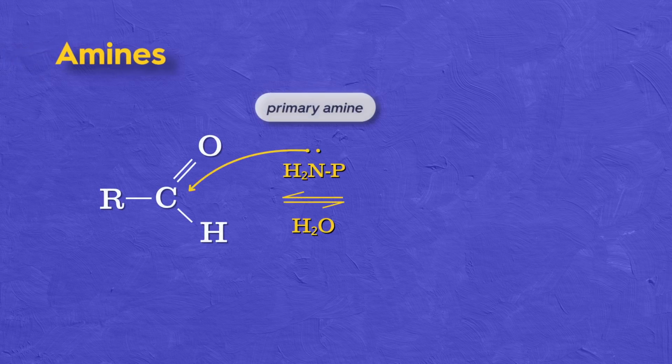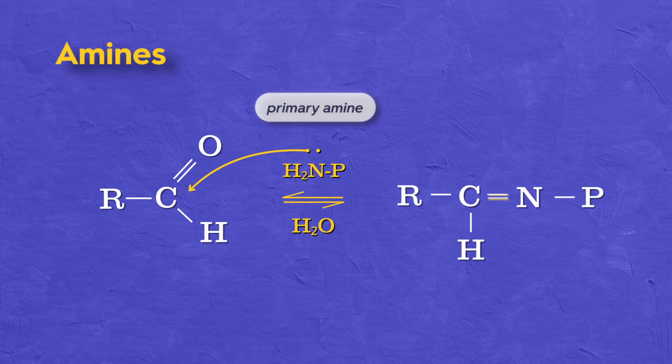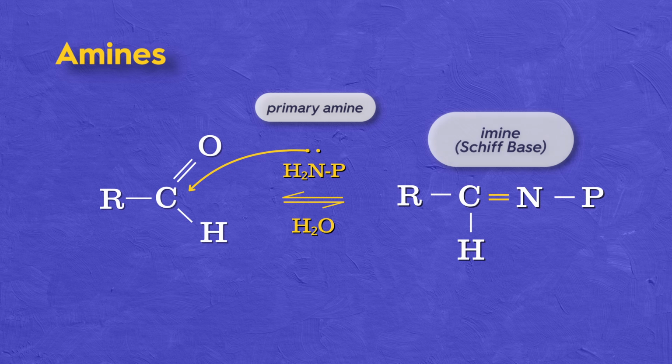Now apply the pattern with amines. A primary amine adds to give a carbinolamine. After proton shuttling, water leaves and the lone pair reforms a bond to make an imine or Schiff base, best near mildly acidic pH approximately 4 to 5.